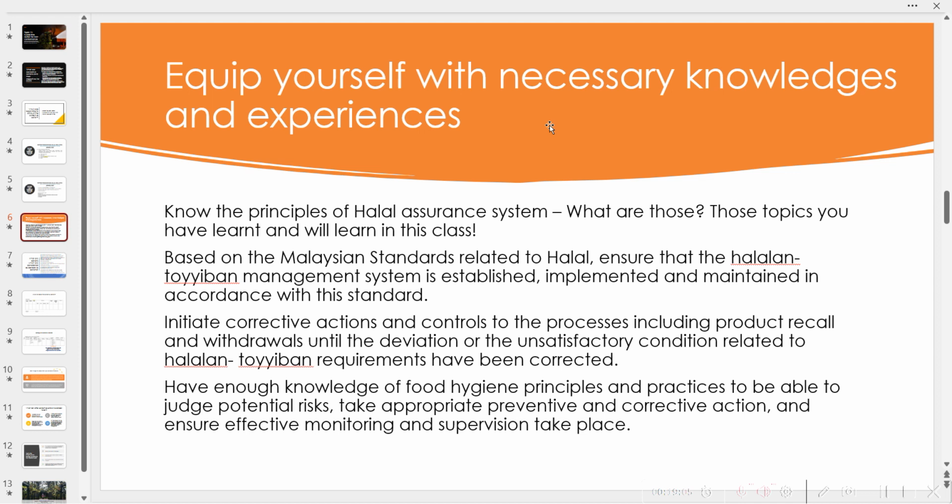And then based on the Malaysian Standard related to halal, ensure that the halal Thayyiban management system is established, implemented and maintained in accordance with the standards, which means you have to refer to the Malaysian Standard. What is the main reference of the Malaysian Standard? MS berapa?